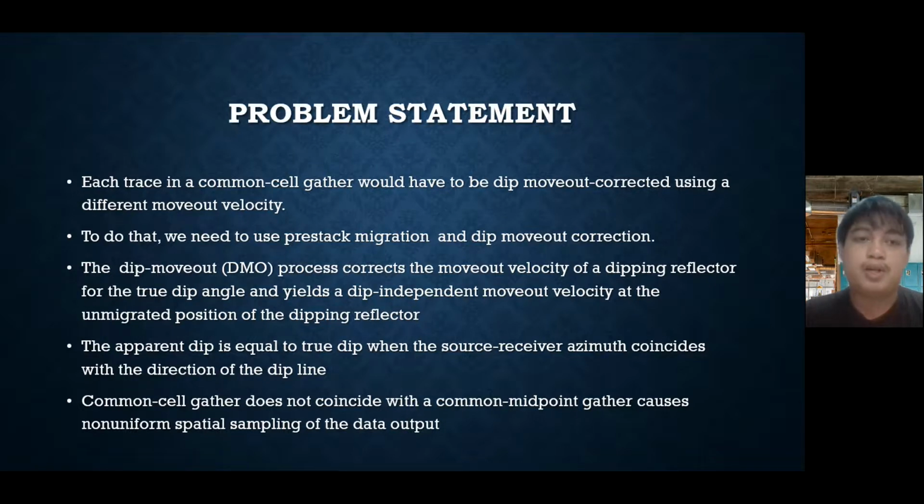From this phrase, we can see that if we use the unmigrated position of the dipping reflector, it will be very hard for us to find the true dip angle. That's why we need to do the DMO correction. The apparent dip is equal to the true dip when the source-receiver azimuth coincides with the direction of the dip line. The common shot gather does not coincide with a common midpoint, or CMP, gather, which will cause non-uniform spatial sampling of the data output.